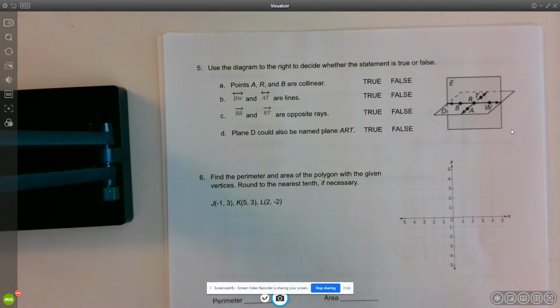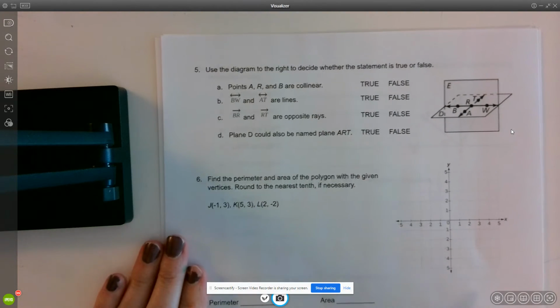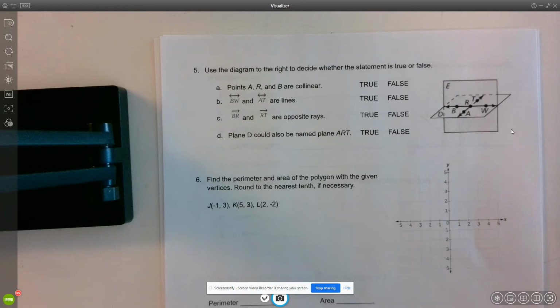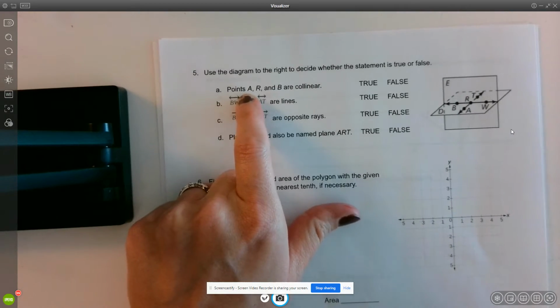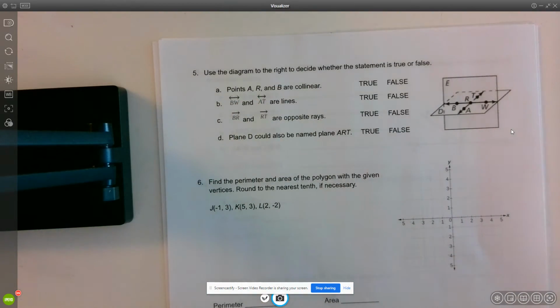This video is covering page 2 of the Chapter 1 test review, so 5, 6, 7, and 8. And number 5, we're going to use this diagram to decide whether the statement is true or false. So points A, R, and B are collinear. Is that true or false?